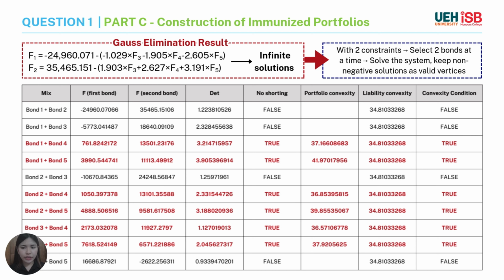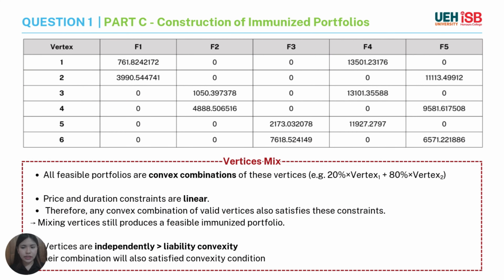For each pair of bonds, we solve the system and check for two conditions. First, the non-negativity or the no short selling condition, and secondly, the convexity condition. From the result, we obtain six valid portfolios of vertices, such as the combination of bond 1 and bond 4, or the combination of bond 2 and bond 5, and so on. Each vertex represents a feasible immunized portfolio consisting of only two bonds.